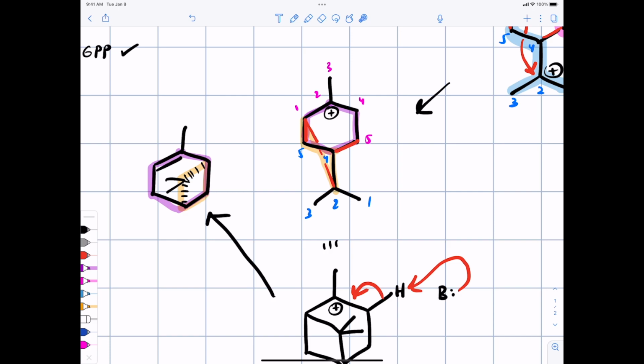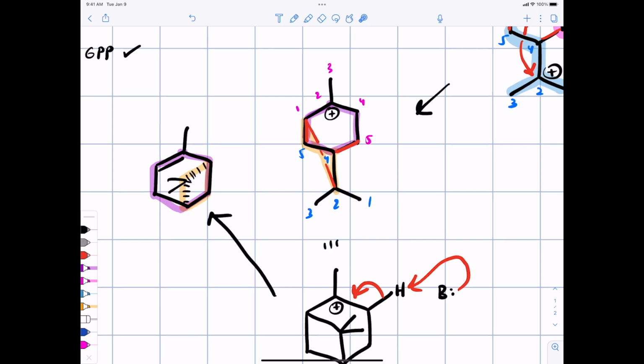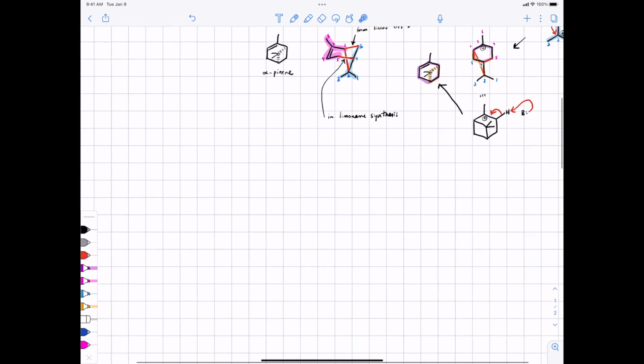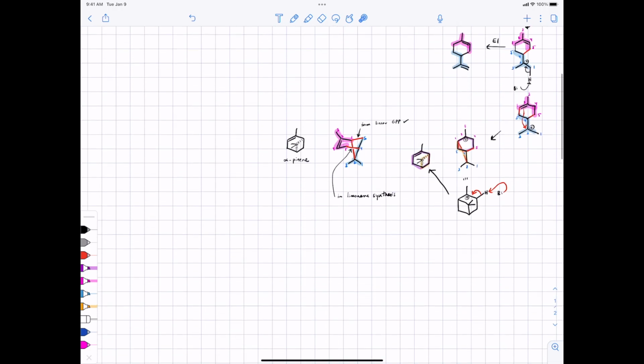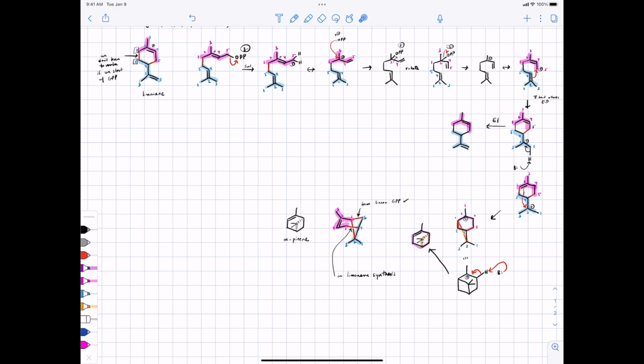Sometimes you've got to do methyl shifts and hydride shifts, and how can you tell when that's the case? You do your best. So I can show you an example of that. It's actually, I think, maybe an exam question from 351.